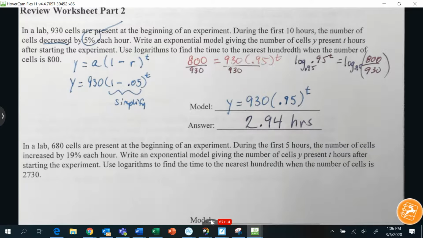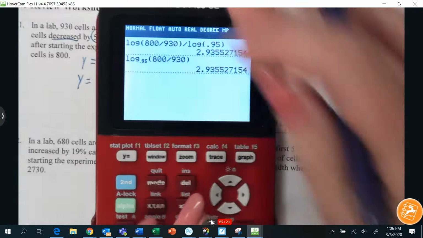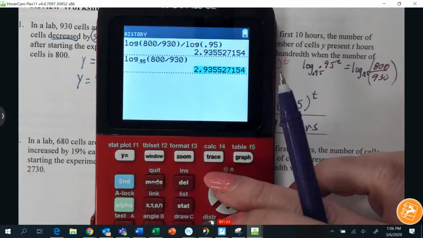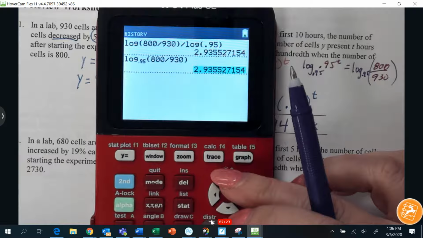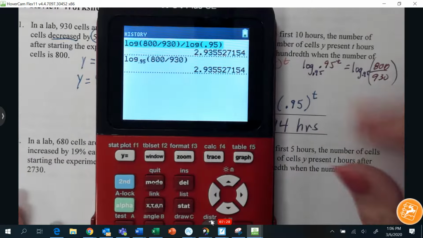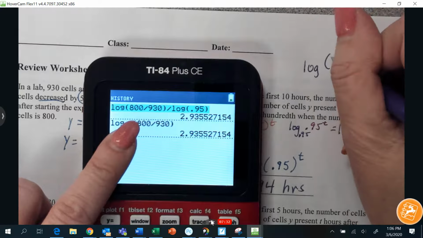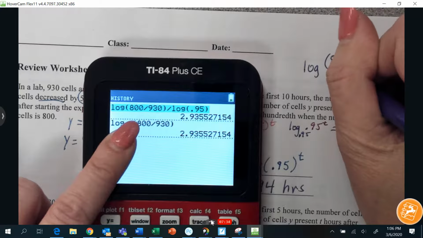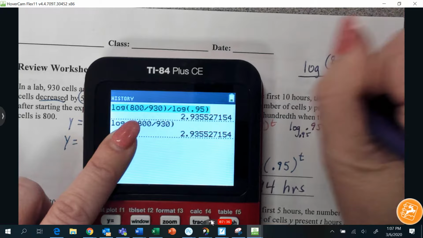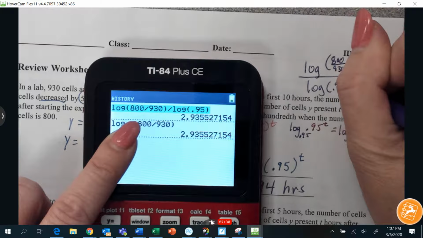Go ahead. So when you went on your calculator, can you go up to show them the spaces? Oh, that's good. I get how you're trying to show it for older computers. That's the change of base formula. That's log 800 over 930 divided by log 0.95.